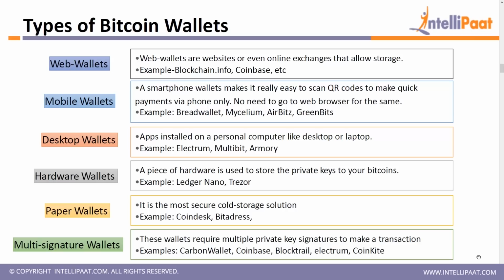Then come desktop wallets. Similar to mobile wallets, they use apps installed on a personal computer like a desktop or laptop, and they act as a wallet to transact on the Bitcoin network. Examples: Electrum, Multibit, Armory.